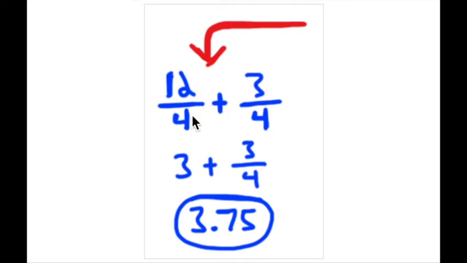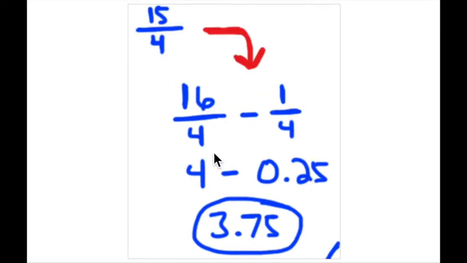Well, 12/4, 12 divided by 4 is the same as 3, and then you just add the 3/4 to that, so that's 3 3/4. And then if you have to write the problem as a decimal value, you know that 3/4 is 75 hundredths. That's like 3/4 of a dollar is 75 cents. So you know that. So this is 3 75 hundredths.